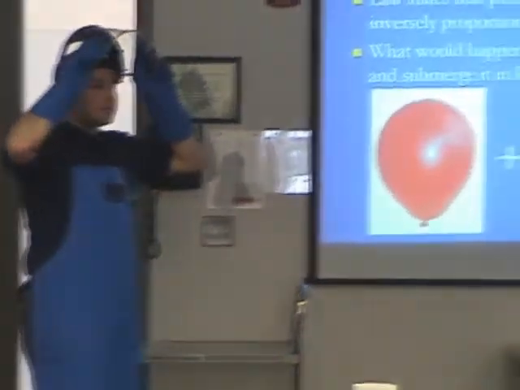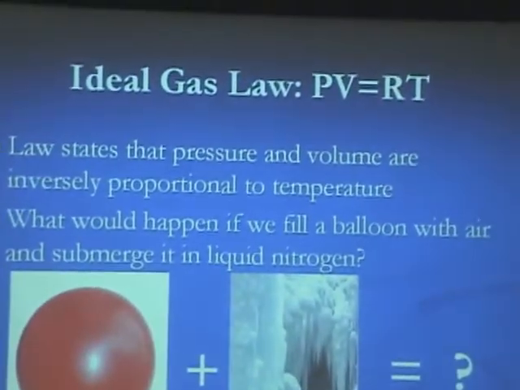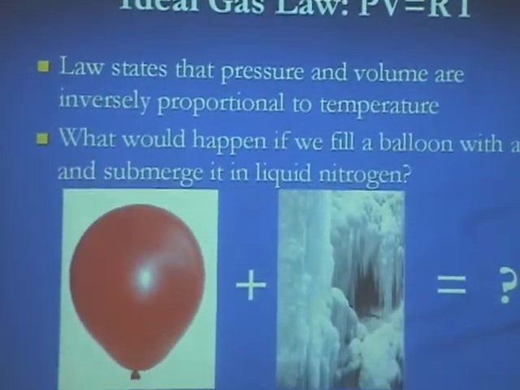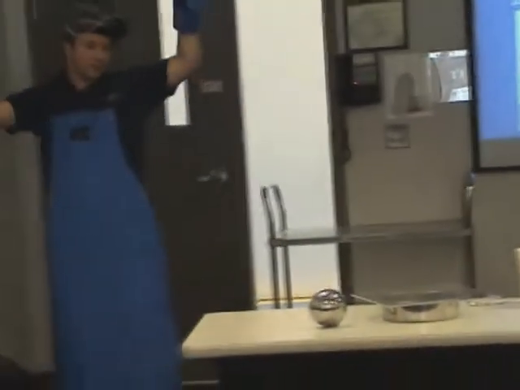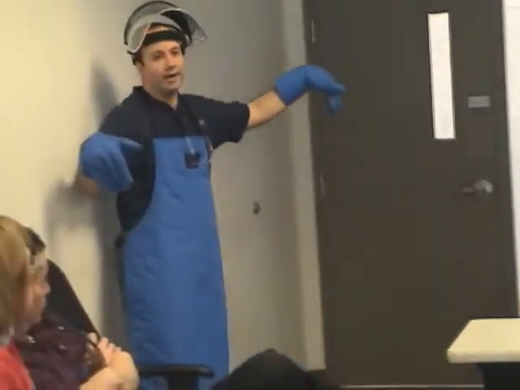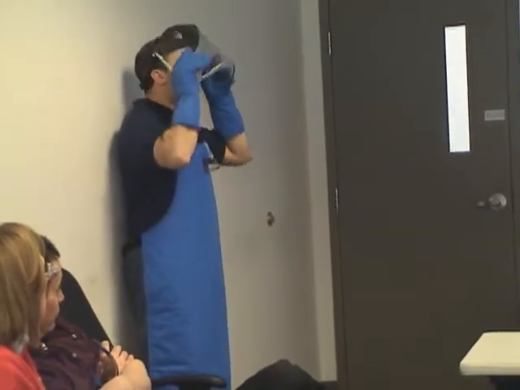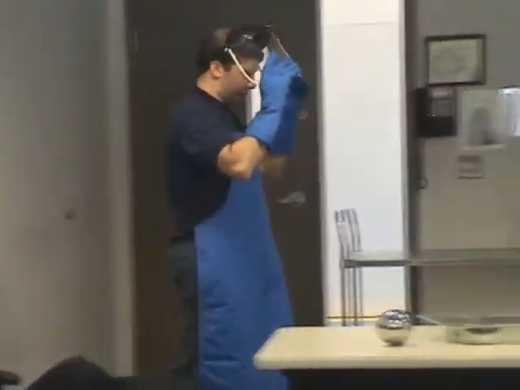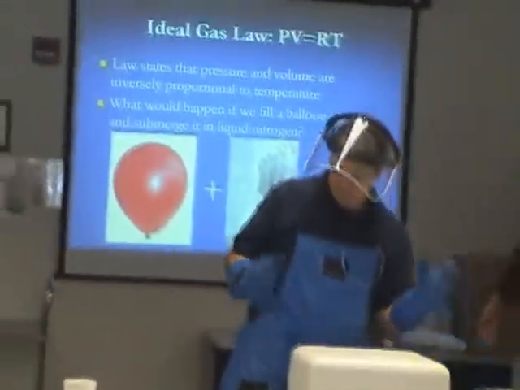Ideal gas law, some of you might be familiar with it. It basically stands for pressure times volume equals a gas constant times temperature. So theoretically, if I lower temperature on one side of the equation, I would likely have to lower the volume or the pressure on the other side of the equation to keep it balanced. So if I have a balloon, which is filled with air and sealed, and my lovely assistant is helping.